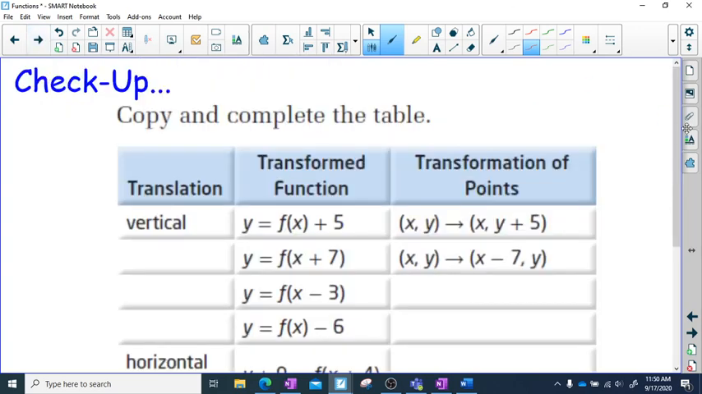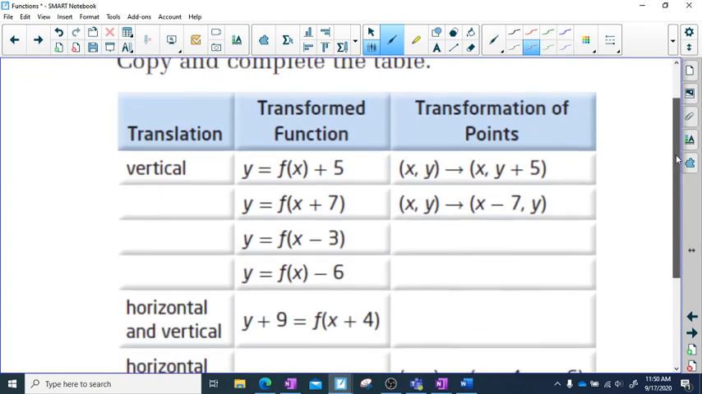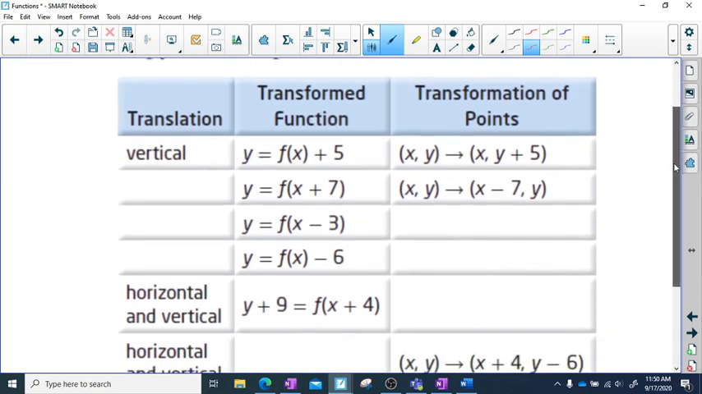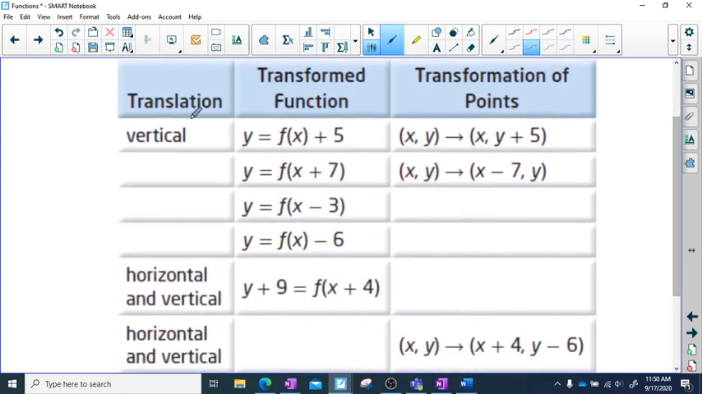All right, I have a quick chart that will summarize everything we've done, and then I'll let you get to work on practicing some of this stuff on translations. So I've got this little chart that says identify the translation. They're just asking, is it vertical, is it horizontal, or is it both? And then over here you specifically write out what the function notation would be and what the mapping notation would be. So let's start with this one.